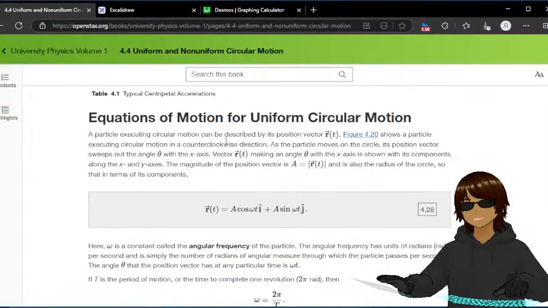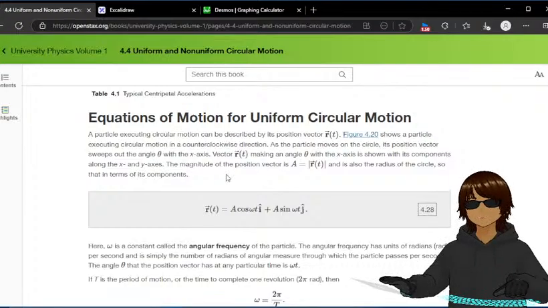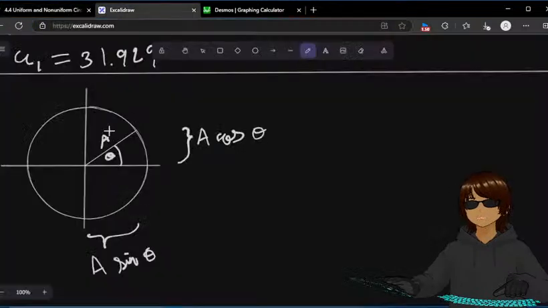They said constant speed. Is the speed still constant? The particle moves on the circle, its position vector, uniform circular motion. Oh, the speed is constant. So the particle on the circle goes around the circle at a constant speed.